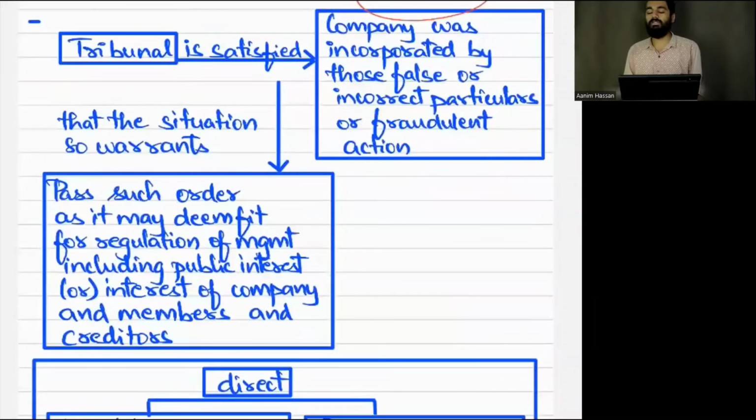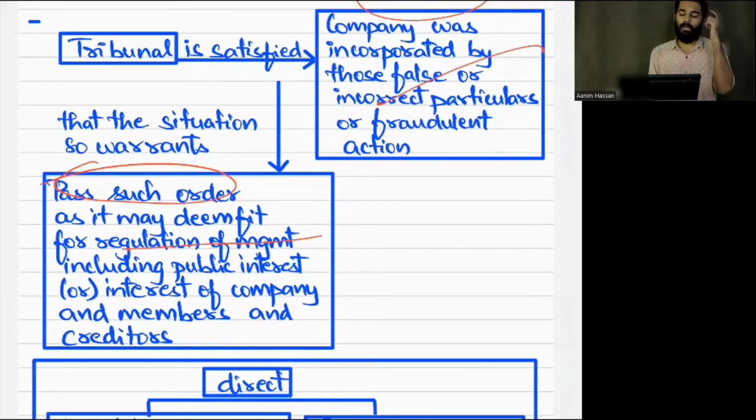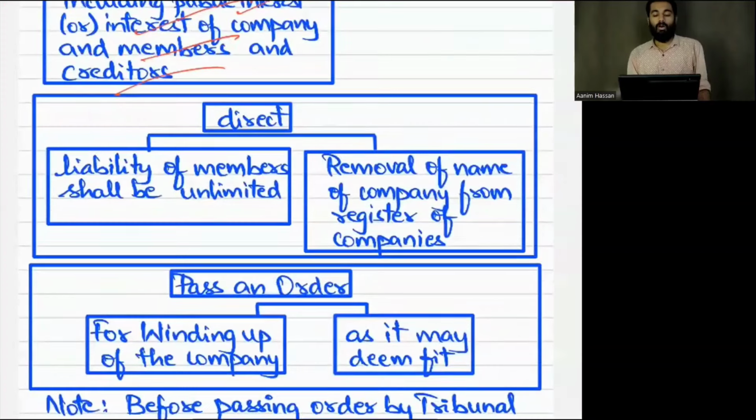Next, the Tribunal is satisfied. Satisfied with what? That the company has given false or incorrect information. In that situation, the situation warrants the Tribunal to pass an order. In that case, the Tribunal will direct regulation of management, giving whatever is necessary for regulating the management. The Tribunal will pass such an order keeping in mind the public interest, the company's interest, members' interest, and creditors' interest. Yes. Or make the members' liability unlimited, or remove the name of the company from the register.